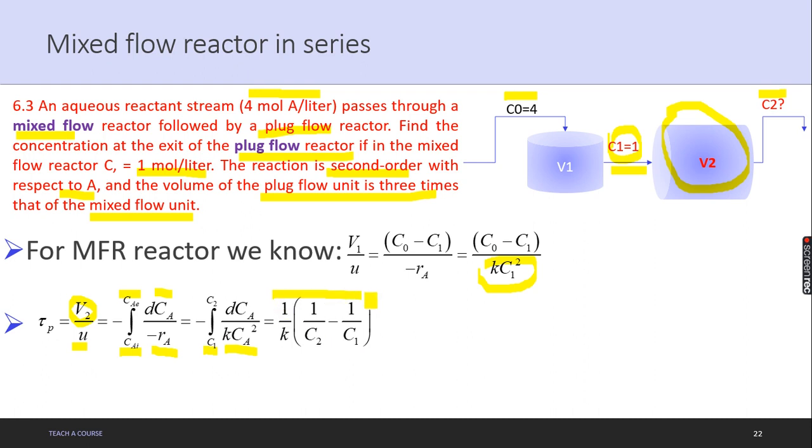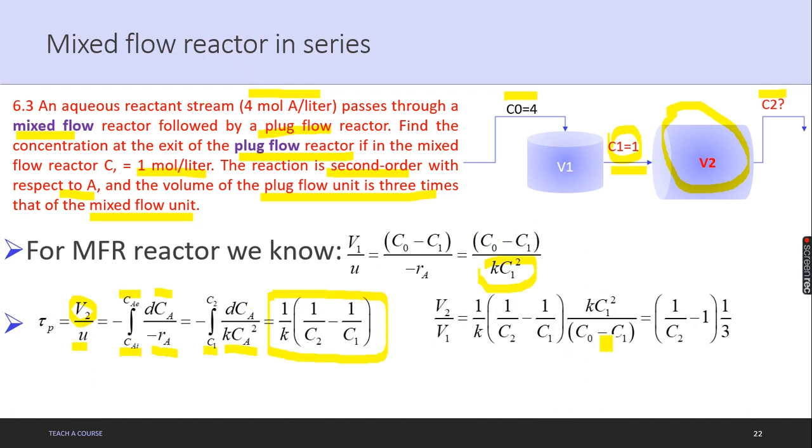So essentially the expression will come as 1 by K into 1 by C2 minus 1 by C1. So in both cases we found V1 by U, and here V2 by U. This is the expression and here this is the expression. We can compare them, now divide them. So V2 by V1, I am dividing the second equation by the first one. It becomes 1 by K, 1 by C2 minus 1 by C1, divided by this, so it is going up, C0 minus C1.